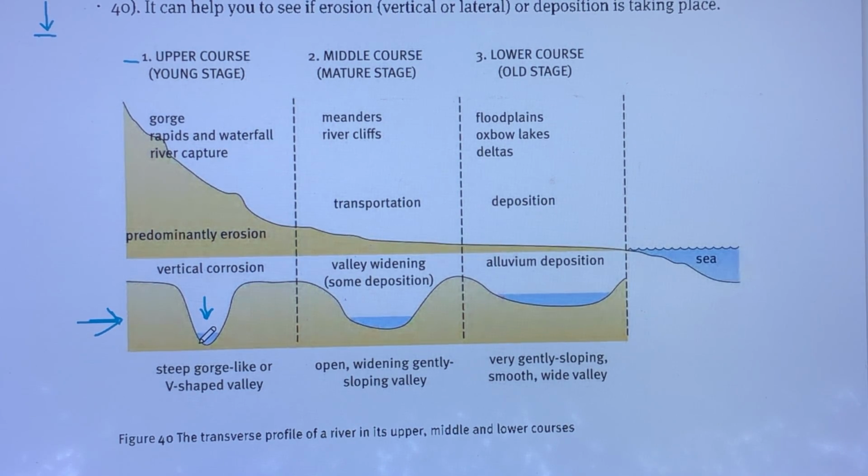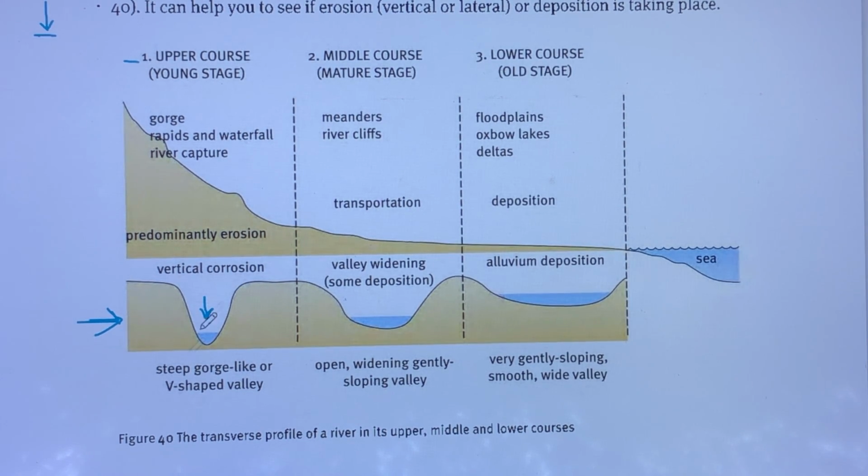If there is a steeper gradient, it means that there is more gravitational force towards the water bodies, meaning that there will be more friction on the riverbed, so it is going to deepen the riverbed downwards. There will be more downwards erosion, as I showed you here. I hope you get it, guys.